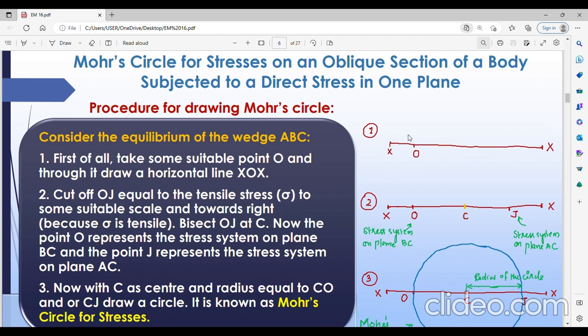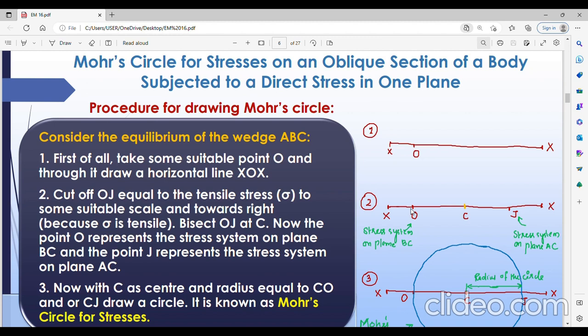In the second step, in your question it will be given how much stress we are applying. That tensile stress will be given in your question, for example 10 Newton, 20 kilonewton, 50 kilonewton or 100 Newton, whatever it is. So you know the amount of stress applied on one of the planes, and you can take that stress to a scale. For example, if the question says a tensile stress of 100 kilonewton is applied on the face of an oblique section, then we can take the 100 kilonewton to scale. That means for 100 kilonewton we can draw 10 centimeters.